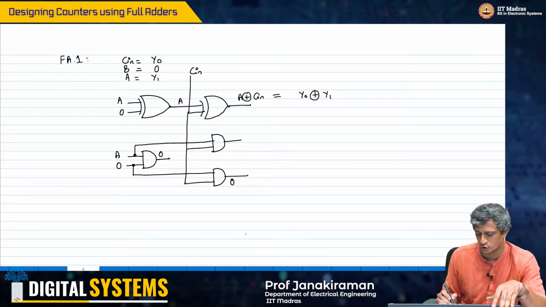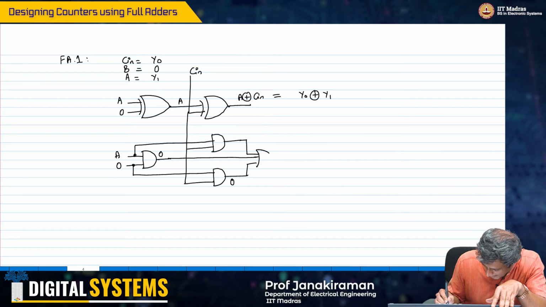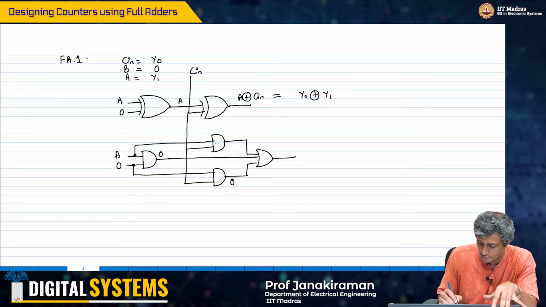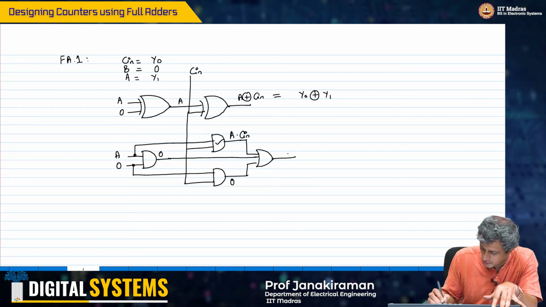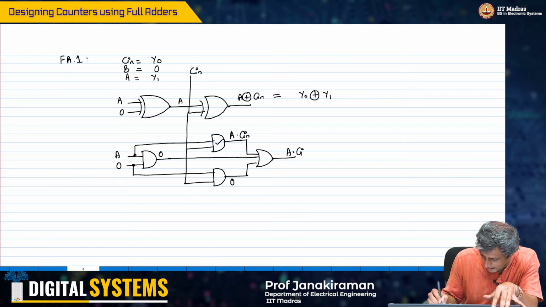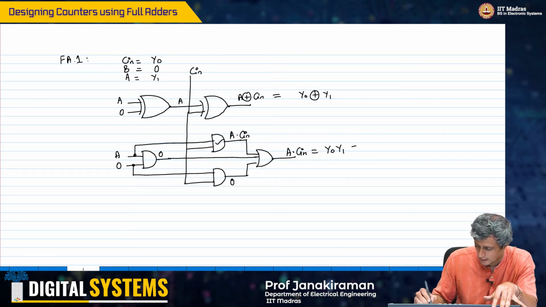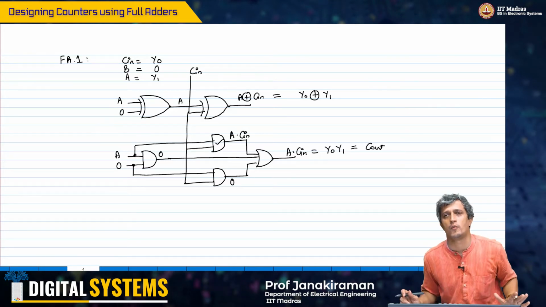Likewise, this output is also 0. That means what is going to come out of this final OR gate, which is the carry out circuit of the full adder, is only going to be the output of this AND gate, which happens to be A into C in. So you will get A into C in as the output carry out. And what is that? It is just Y naught Y1 equal to the C out. It is Y naught into Y1.